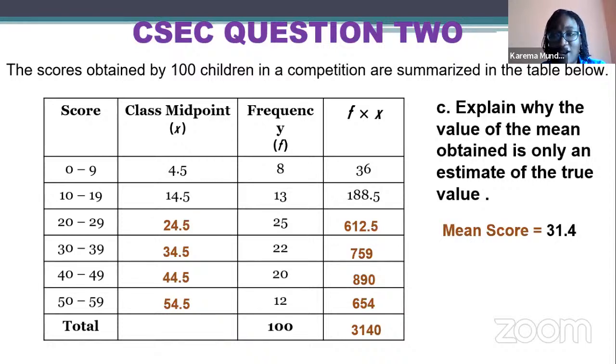Exactly. So does anyone have a response for me? I know we mentioned it this morning, not true? We did, but just to let them understand, we're asking you, why is this value of 31.4 only an estimate of the true value? Why is this an estimation? Well, it's the frequency. All right, so the formula again, I think it's the frequency times midpoint divided by the sum of the frequencies, right?